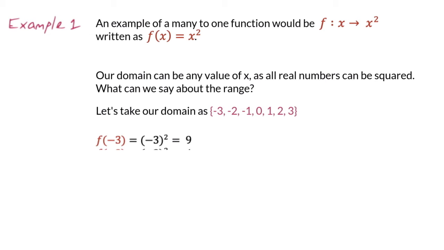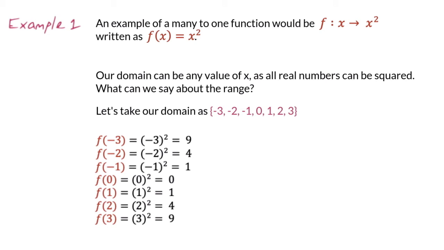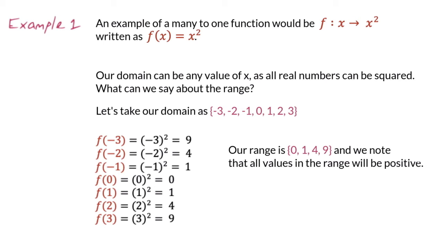If we find the value of f for each of these values, so f of -3, f of -2, etc., by putting them into the function, then we are actually finding the values which would exist in the range. Remember, we're mapping from the set, which is the domain, to the set, which is the range. So we can see here, and you can pause this video if you wish, that our range is simply the numbers 0, 1, 4, and 9. And we note that all the values in the range will be positive. If you square any number, positive or negative, in the real number set, you get a positive value.